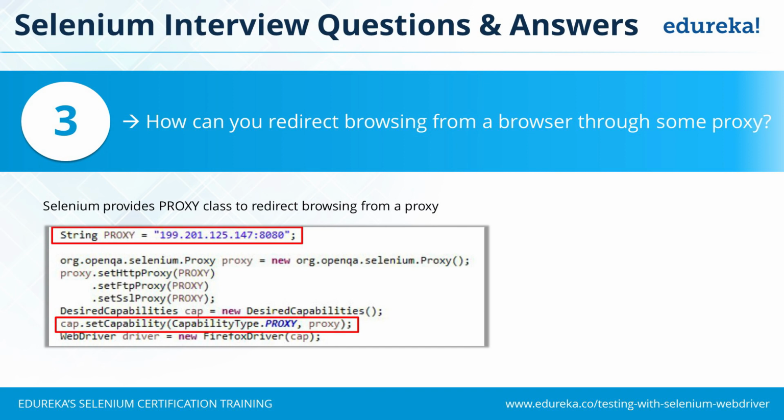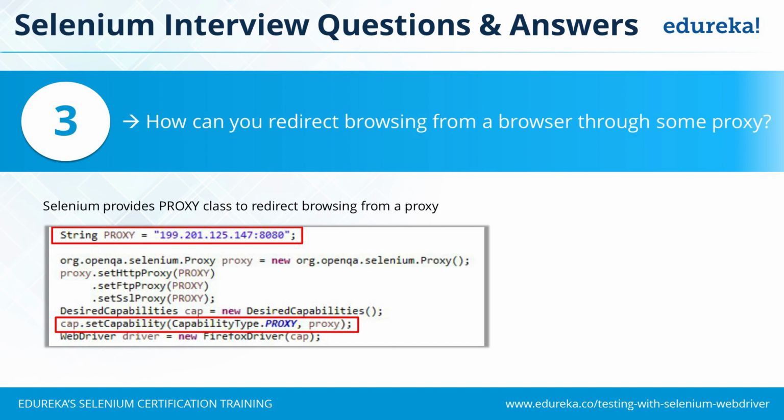199.201.125.147. So I say cap.setCapability and pass on CapabilityType.PROXY. That means which capability I want to set is the proxy, and pass on the object of proxy over here. If you see the object of proxy created, then we have set the HTTP proxy, FTP proxy, and the SSL proxy, and we are just passing that object. So now capabilities has all the required information for starting my browser. Then I say WebDriver driver is equal to new FirefoxDriver with the desired capabilities cap.